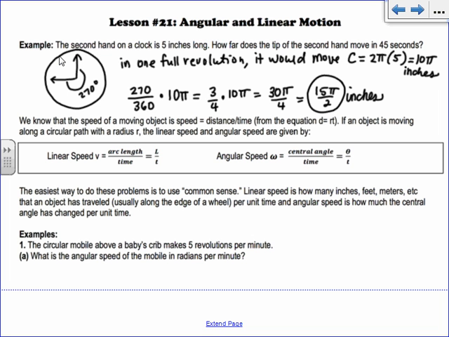All right, so it says we know that the speed of a moving object is speed equals distance divided by time, right? Distance equals rate times time. So speed is the distance divided by time. If an object is moving along a circular path with radius r, the linear speed and angular speed are given by the arc length divided by time for the linear speed. That's going to be something like inches per second, right? Miles per hour.